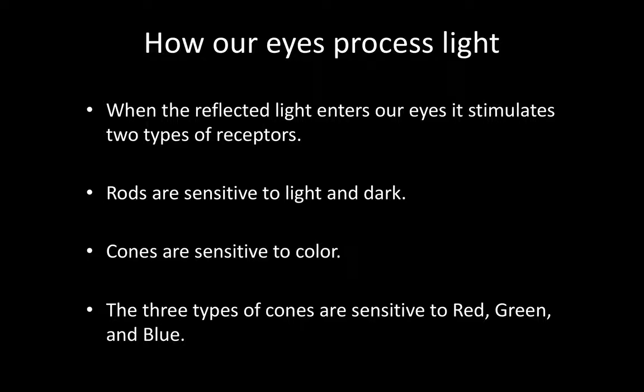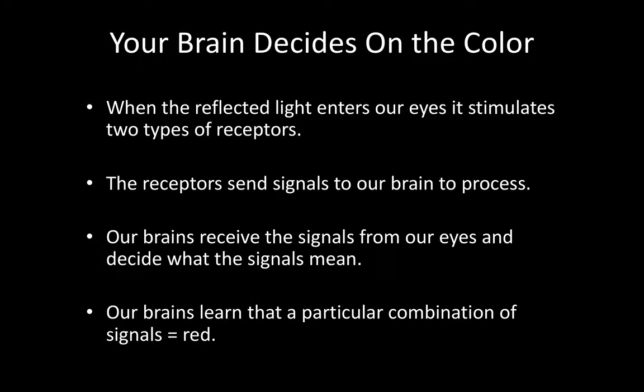Those two are, I'm sure, correlated together. One of the unique things about this process is that your brain decides on the color. When the reflected light enters your eyes, it stimulates two types of receptors. The receptors send signals to our brains to process. Our brains receive the signals from our eyes and decide what the signals mean. Our brains learn that a particular combination of signals equals red.